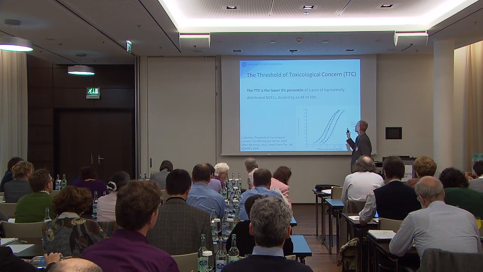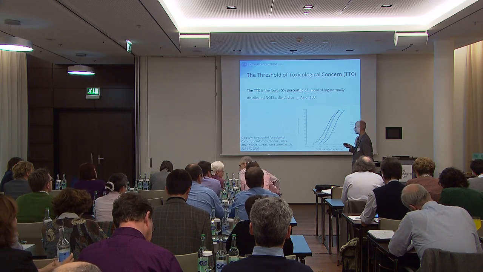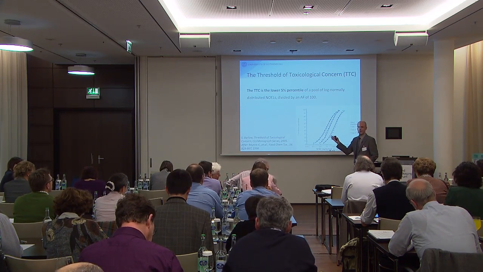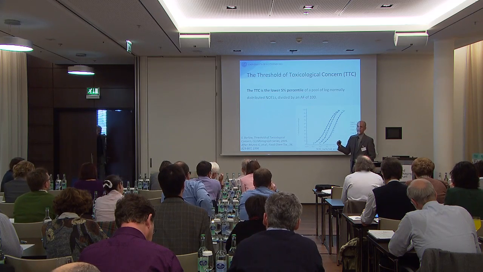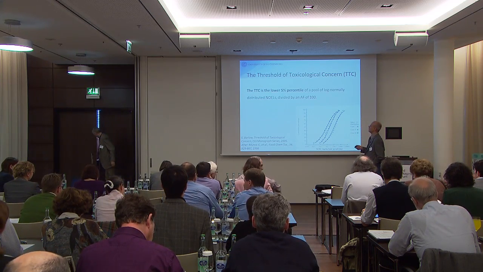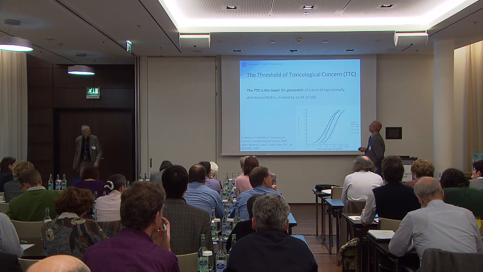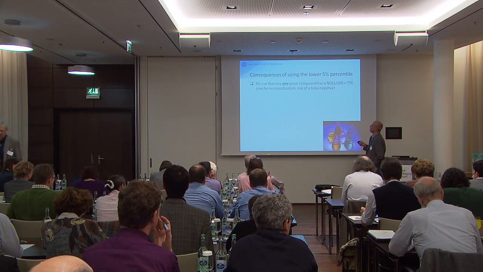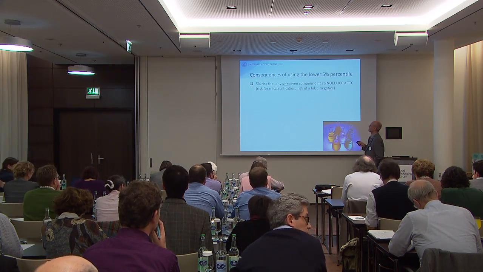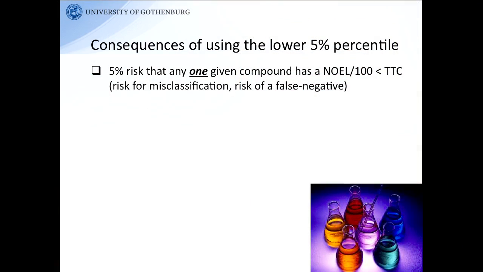We can always discuss the assessment factors, the percentile, etc. But I'm taking that as a given, as the start of my argumentation, and try to take that to mixtures and look at the consequences. The first thing is, of course, that this 5% percentile implies a 5% risk that for any one given compound the TTC is not protective enough. So 5% identifies the risk of misclassification, the underestimation of a risk. We can discuss whether that is a sufficient level of protection or not.